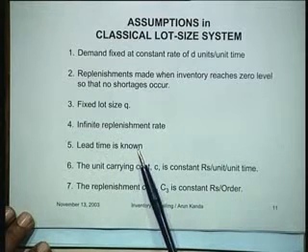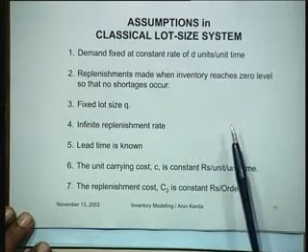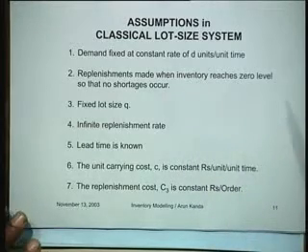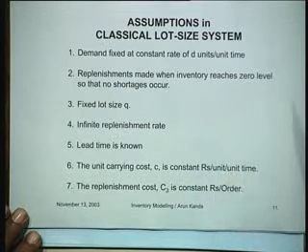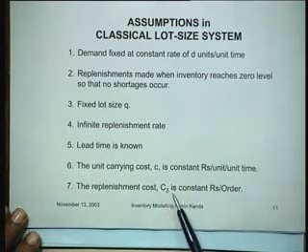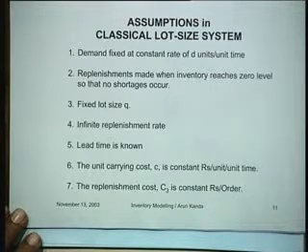Lead time is known, which means if you know, for instance, that your stock is going to be depleted in another 2 days, and you know it takes 2 days to get the order, you can always place the order 2 days in advance so that the stock arrives exactly when the demand is zero. So that's the kind of assumption we are making here. The unit carrying cost C1 is a constant in terms of rupees per unit time, and the replenishment cost C3 is constant in terms of rupees per order, which is the order cost.